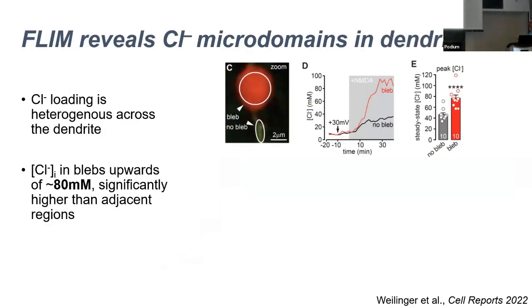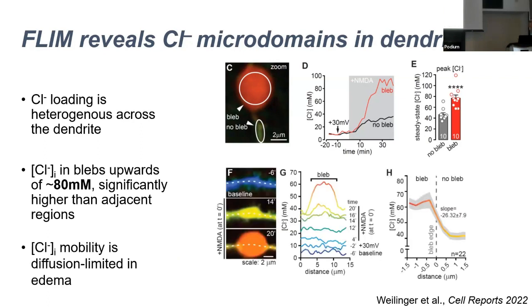So how much more chloride is there in a bleb versus in a non-bleb dendrite? If we compare two regions of interest, one part of the dendrite that blebs versus an immediately adjacent part that doesn't, we can see that the chloride concentrations are almost double, reaching at peak on average upwards of 80 millimolar. And we can do a spatial analysis of what this looks like. This is before NMDA, during NMDA, and further along during NMDA after the full evolution of the bleb.